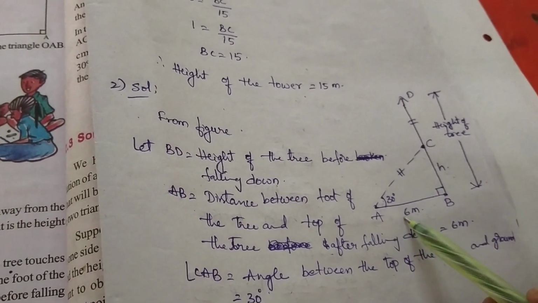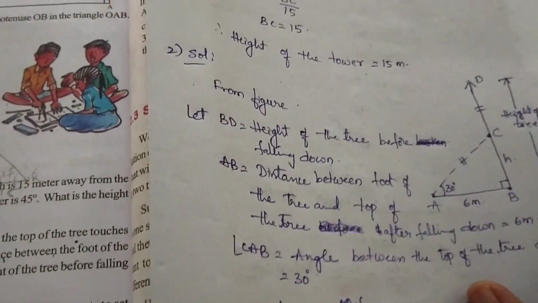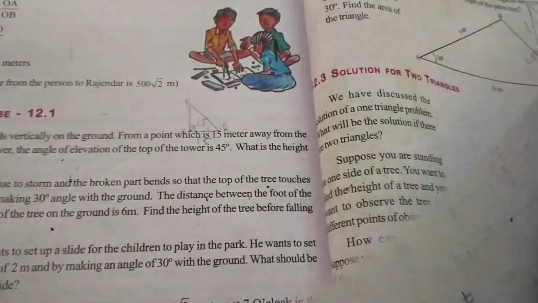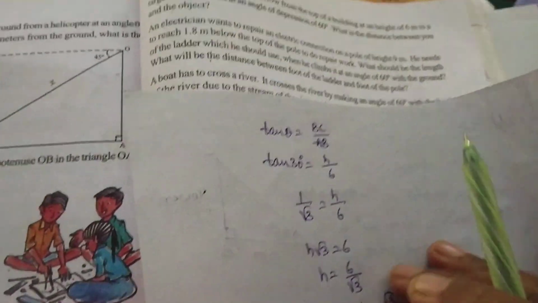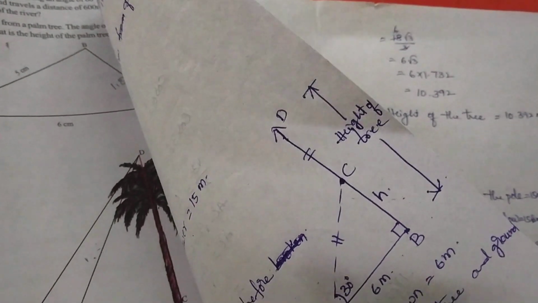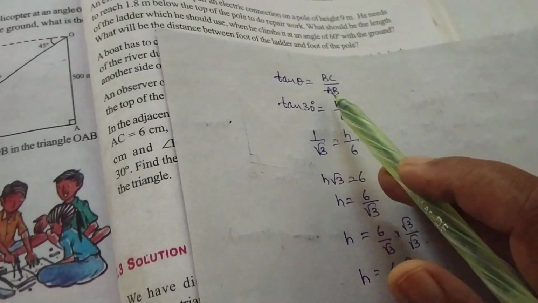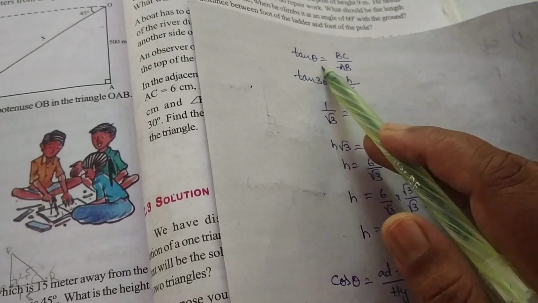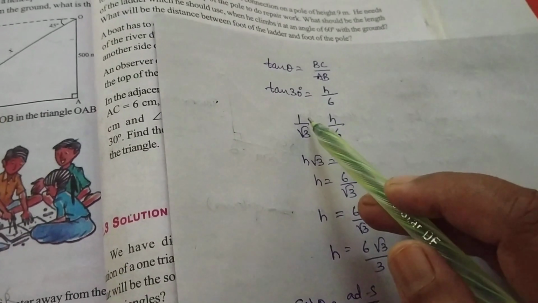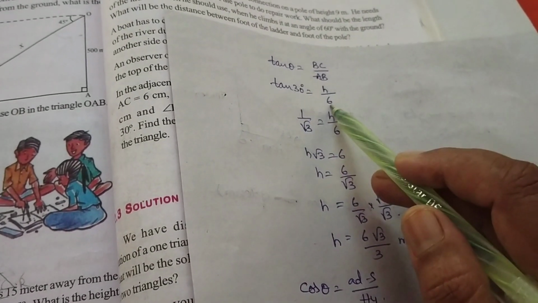So opposite by adjacent, we know obviously it is tan theta. So tan theta is equal to opposite side by adjacent side. Now tan theta equals BC by AB. The opposite side is BC here, and the adjacent side is AB. BC we took as H, and theta they have given as 30 degrees. So tan 30 degrees is equal to H by 6. The AB value they have given as 6.